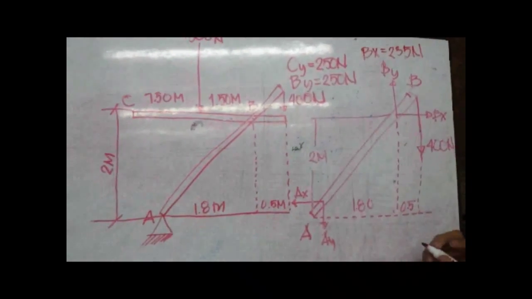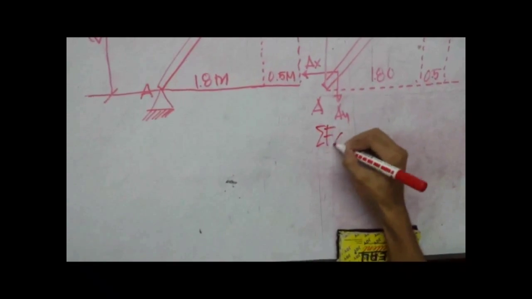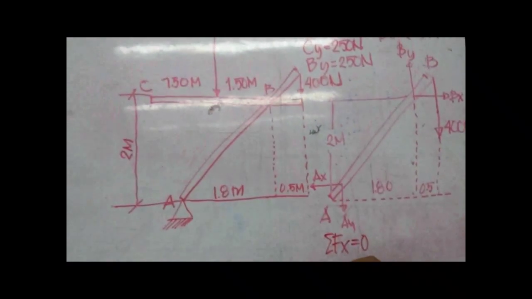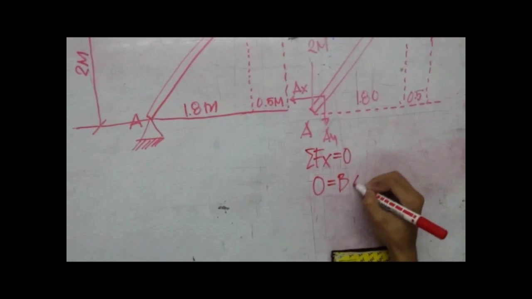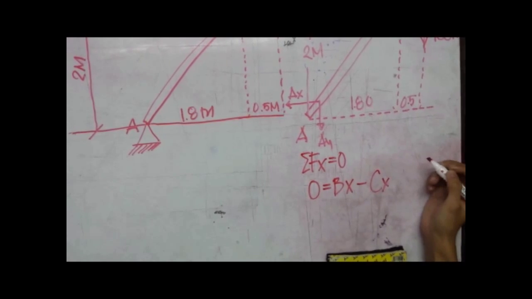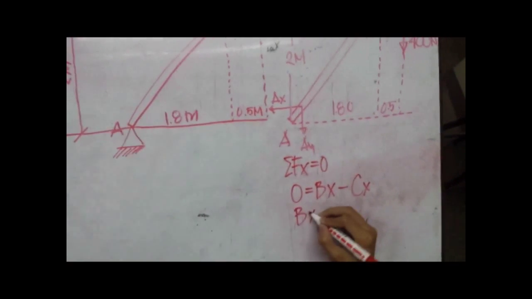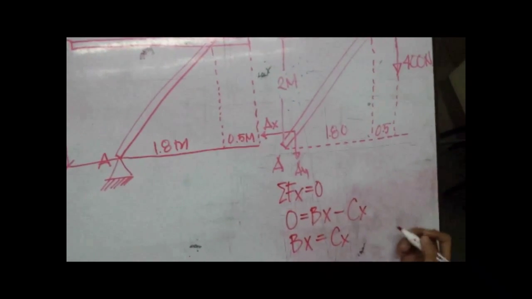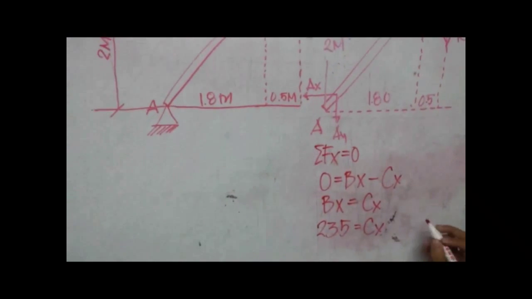Now we have the value of Bx. We need the value of Cx. We can make use of the summation of forces along x-axis of this member. So, we have 0 is equal to Bx, which is going to the right, minus Cx, the force going to the left. Transposing, we get Bx is equal to Cx. Since we know that the value of Bx is 235, we now know that Cx is also equal to 235.